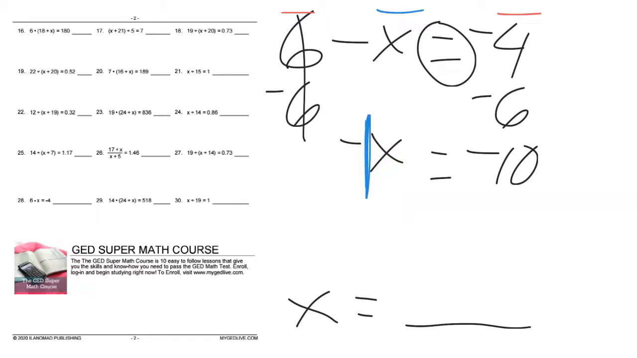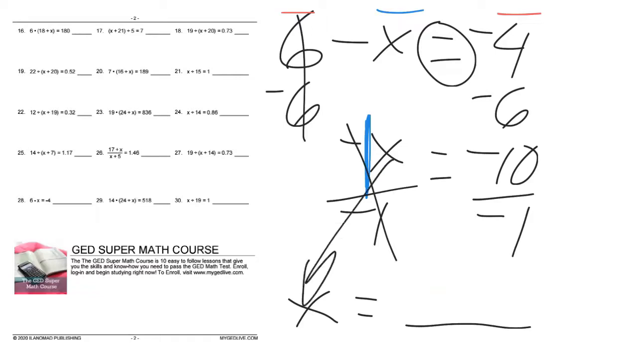So I'm going to come over here and say divided by a minus 1. And if I do it to that side, I'm going to do it to this side. A minus divided by a minus is a positive, right? Leaving me with a positive x here. And then a minus 10 divided by a minus 1 gives me a positive 10, because a negative divided by a negative is a positive. So x equals 10. And you can see how that's true, because if you take this 10 and put it in there, 6 minus 10 does in fact equal a minus 4.